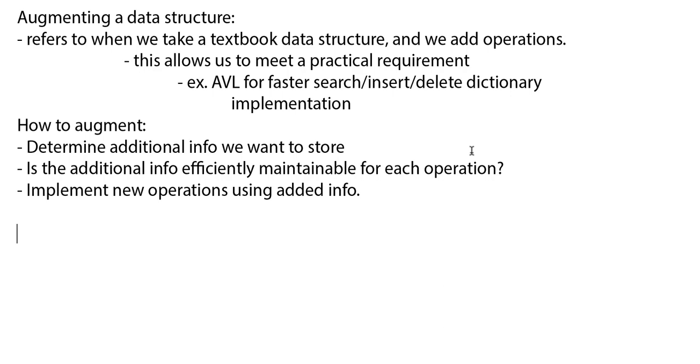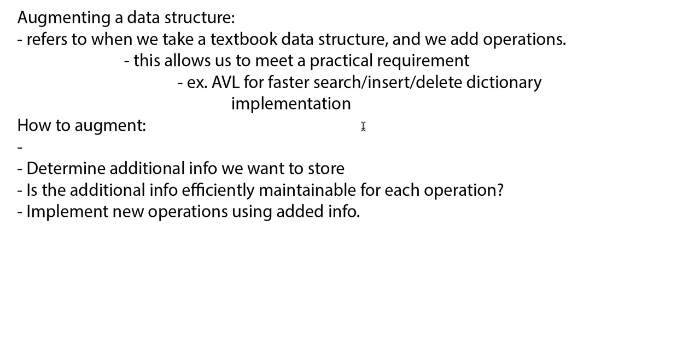Okay, so these are the steps we need to augment. First, we find a data structure to augment, then we determine the info we need to store, then we ask whether the additional info is maintainable efficiently for each operation, and then we implement the new operations using the added information. So that's how we augment a data structure.